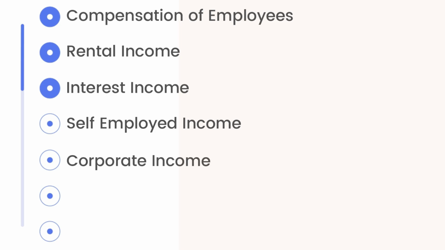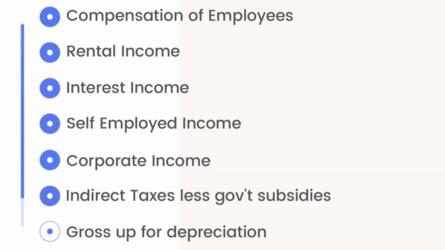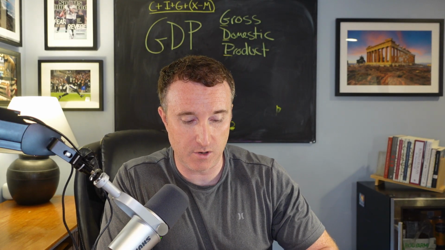Indirect taxes, less government subsidies. These are going to be taxes like sales tax, excise tax. And the last piece, to gross this all up, you're going to add back any depreciation into your calculation. You're going to add that back to the calculation to get a full capital asset picture within the income method.